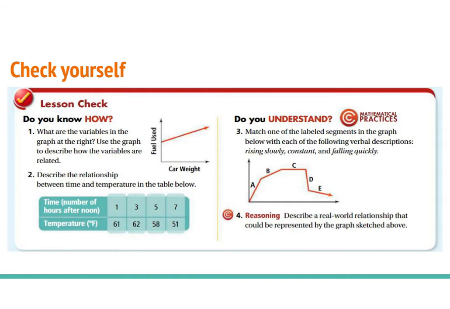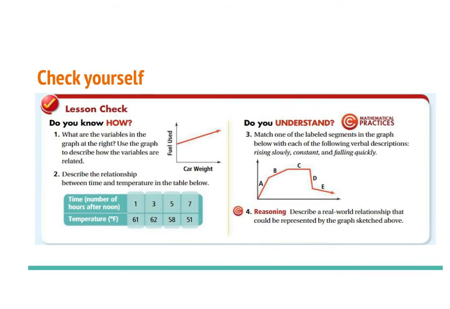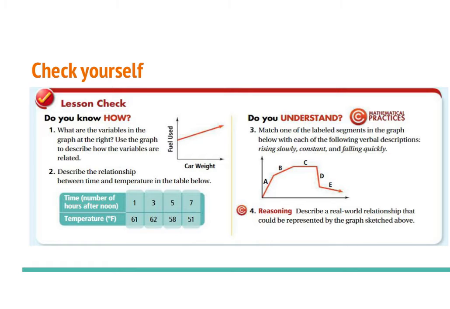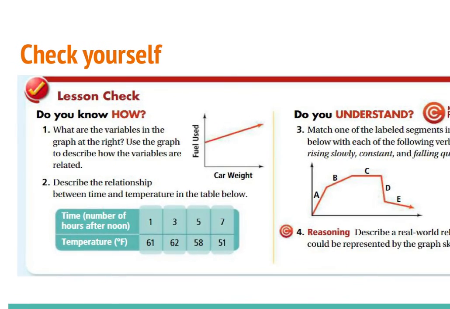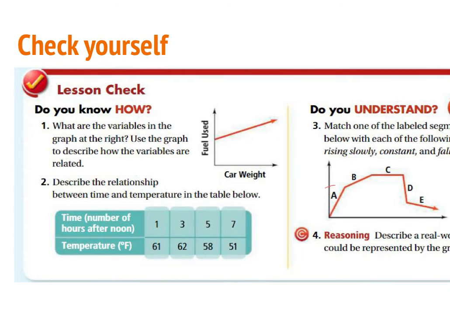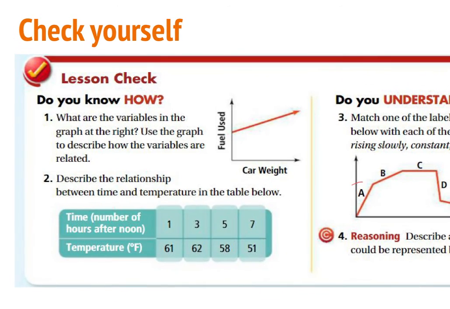All right. Here's your check yourself before you wreck yourself. So if you want to pause the video and do these on your own, it's a great practice method. And then you can go over them together if you don't get any of them right. Remember okay? So what are the variables in the graph at the right? Let's answer that question first. We've got fuel used, which is our y-axis or our horizontal variable, and then car weight. Those are our two variables.